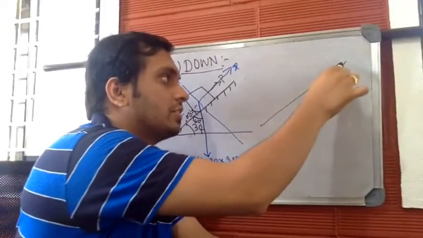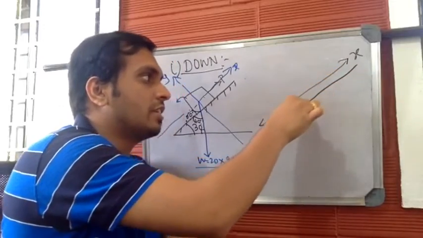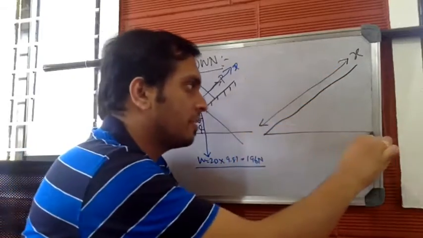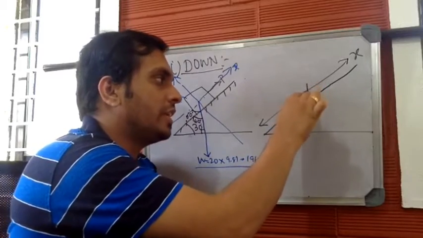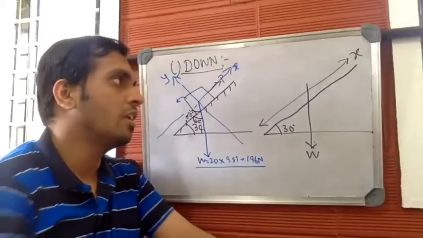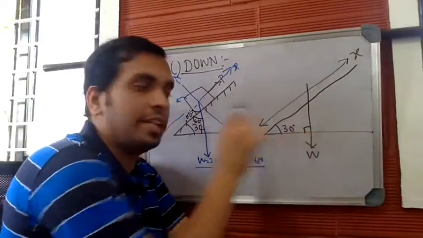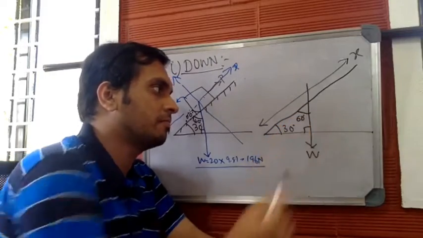If this is the x-axis, I'll magnify and draw. If this is the x-axis and if this is the surface, both are parallel. This angle is given as 30 degrees. And your self-weight W acts here. Now, if this is 30, this will be 90 because it moves vertically downwards. This will be 60. Right?